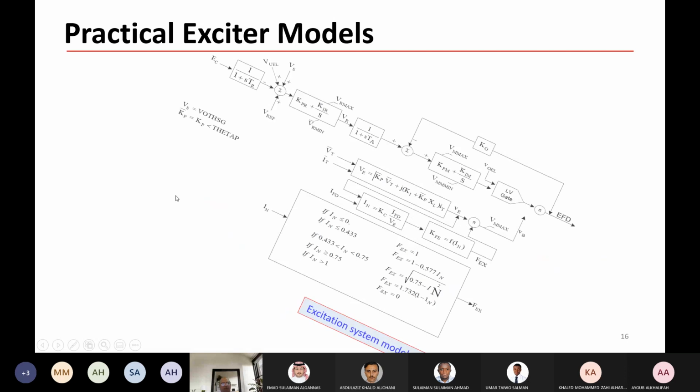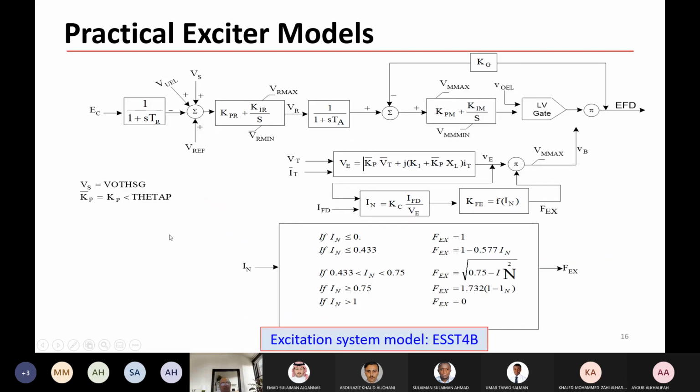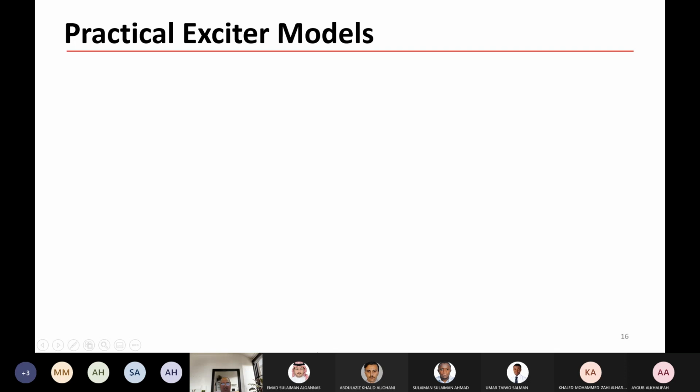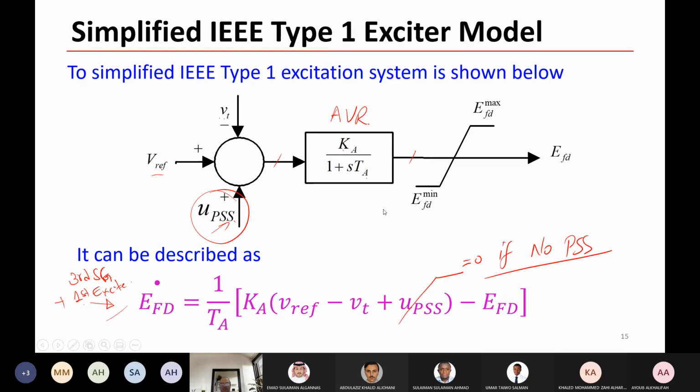Okay. So these are some of the practical models of exciters. In real life, you can have different types of exciter models, and of course, this will reflect the complexity of the excitation system in real life. It is not as simple as the funny model that we have here. This is very simple, just for study.